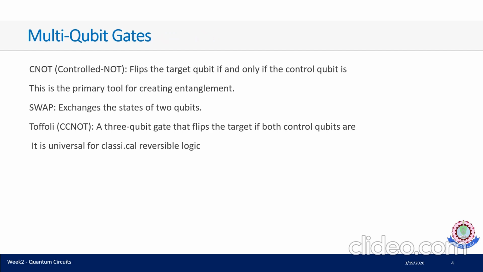Multi-qubit gates. Controlled NOT flips the target qubit if and only if the control bit is 1, creating entangled states. SWAP exchanges the states of two qubits. Toffoli, that is controlled-controlled-NOT, is a three-qubit gate that flips the target if both control bits are 1. It's universal for classical reversible logic circuits.